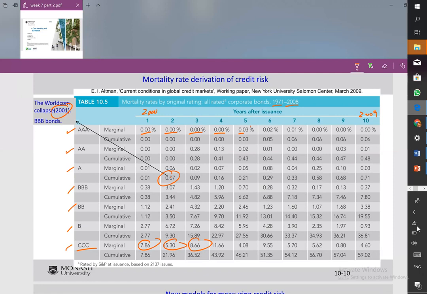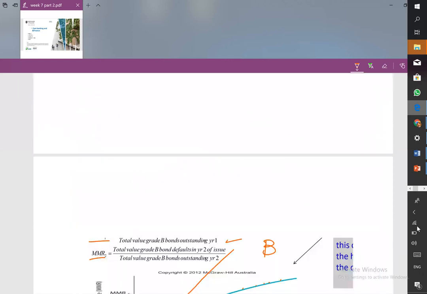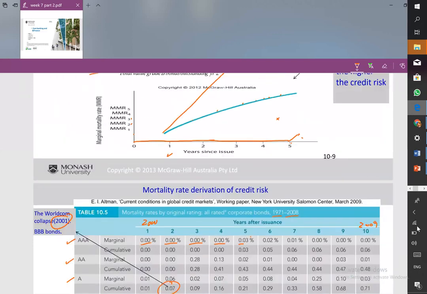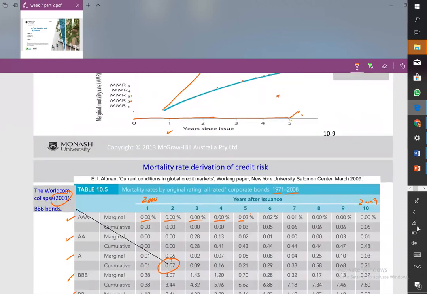All we want you to know is this graph and how it works, the MMR. I think I'm done for this part.